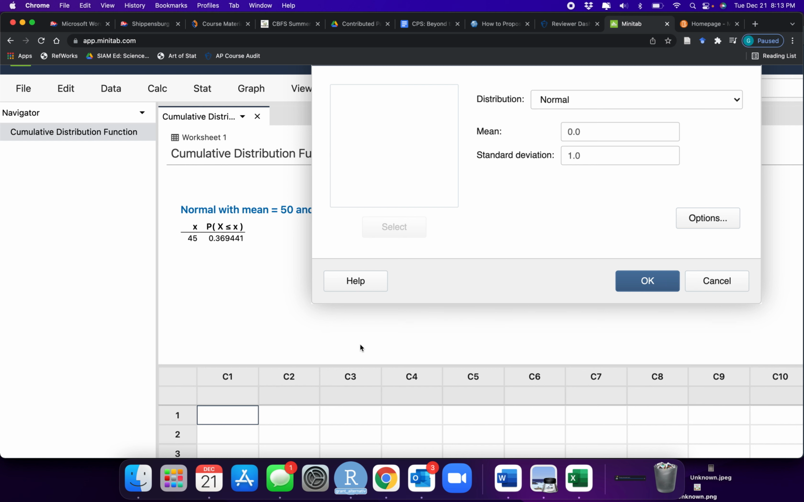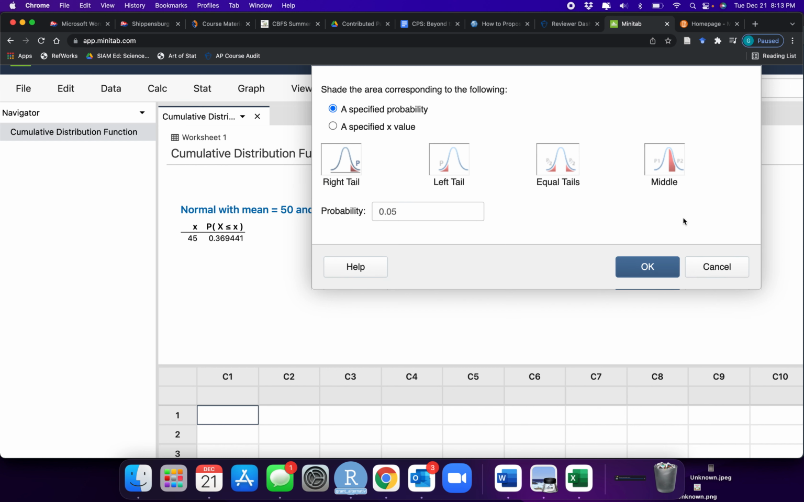When we do, the first thing it's going to ask you for is the distribution we're working with. That's a normal with mean of 50, standard deviation of 15. And then we want to click options. It's going to show you a visual, which StatCrunch does, of the area under the normal curve, which I find especially helpful when you're learning these new things.